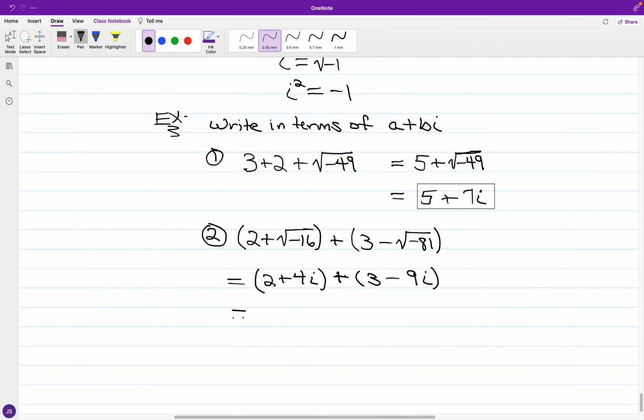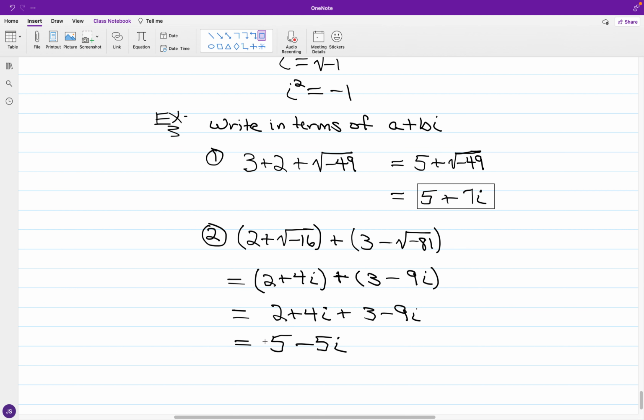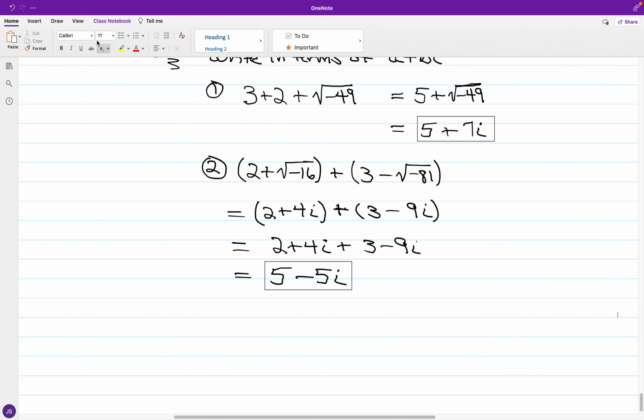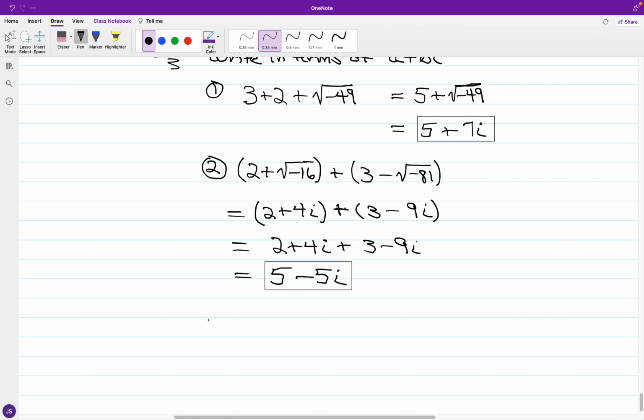Once I take out the parentheses, we got 2 plus 4i plus 3 minus 9i, and combining, 2 plus 3 is 5, and we got like terms with 4i and negative 9i. So here we're going to have 5 minus 5i. Now when it's just direct addition and subtraction, it doesn't require a lot of detail in terms of getting to the standard form.